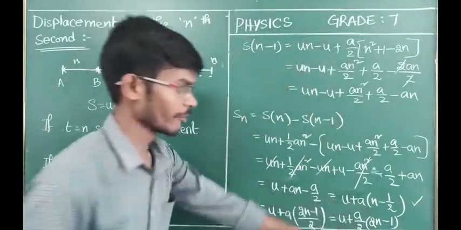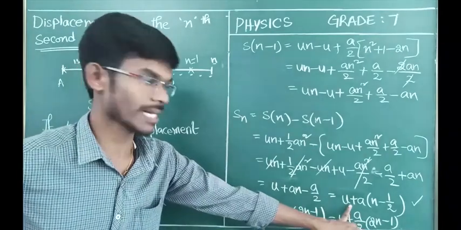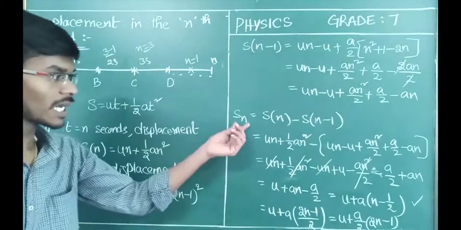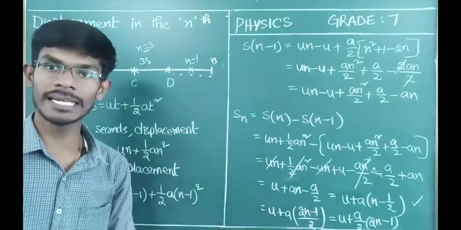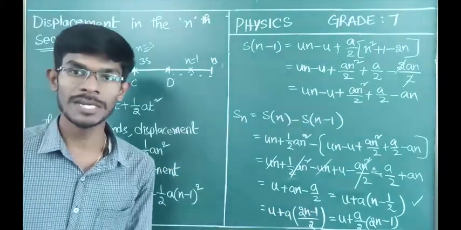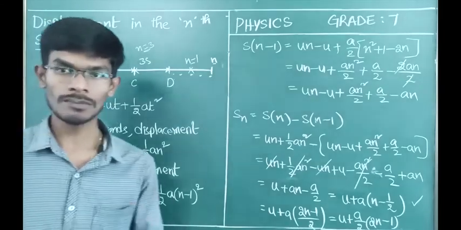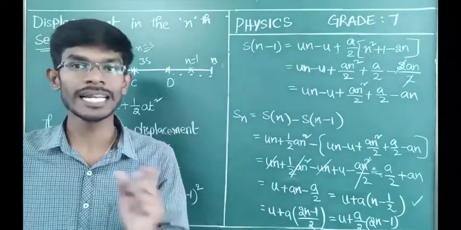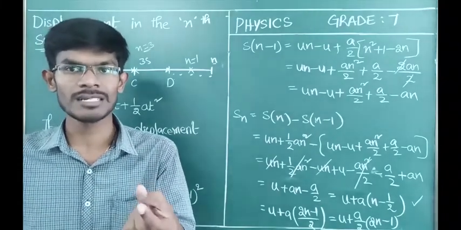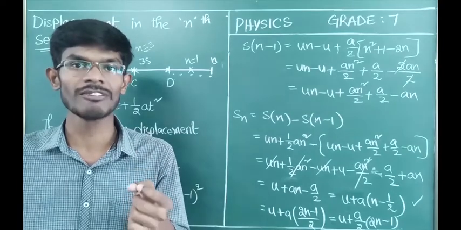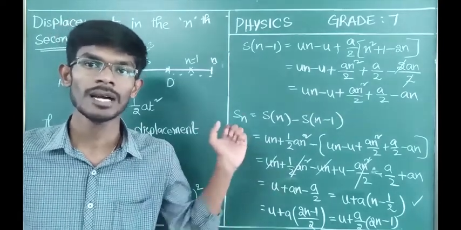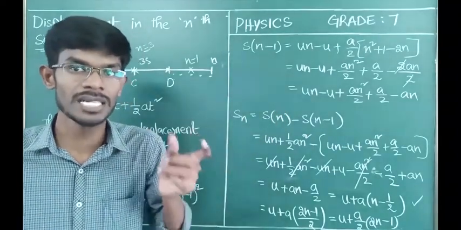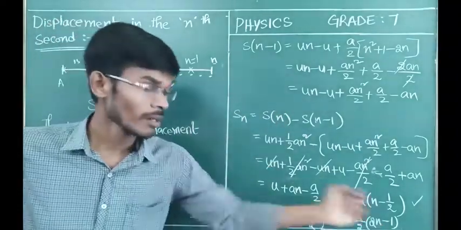Here, if you use this formula, it is very easy to understand: u plus a into (n minus 1 by 2). So that is the displacement travelled in the nth second. What does displacement travelled in the nth second mean? The displacement travelled by the object in a particular interval of time. If you want to find the distance travelled in the first second, we can use this formula. For the second second, n is equal to 2.